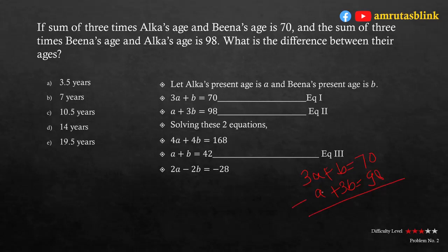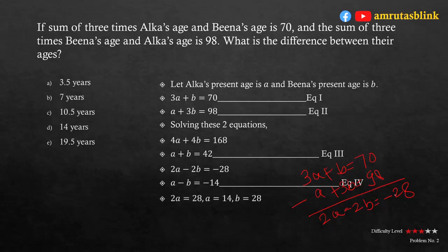If I subtract this, then 3A minus A will be 2A, B minus 3B is equal to minus 2B is equal to minus 28, and hence if we divide this equation, A minus B is equal to minus 14. Now the difference A minus B is minus 14, that means B is greater than A, and hence the difference between their ages, which is asked, is nothing but 14 years.